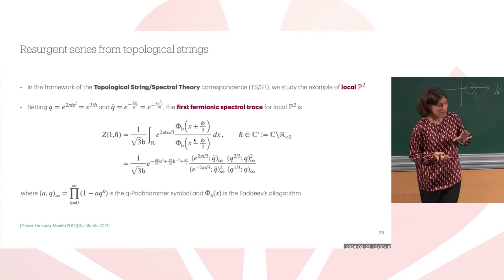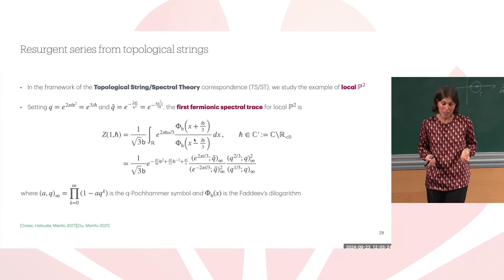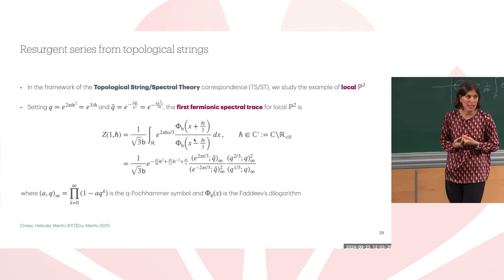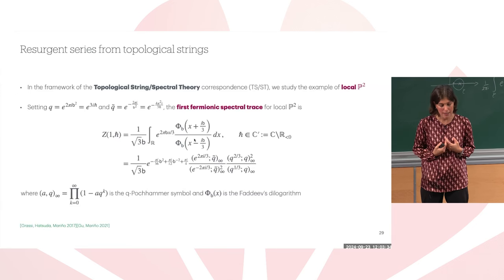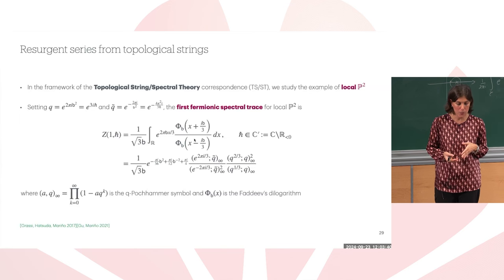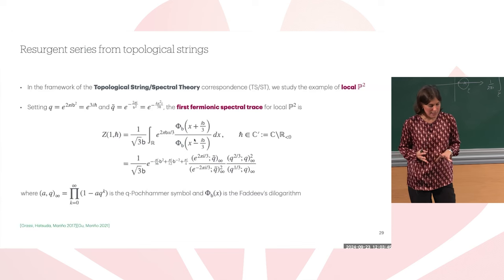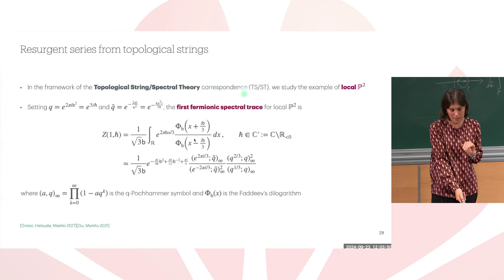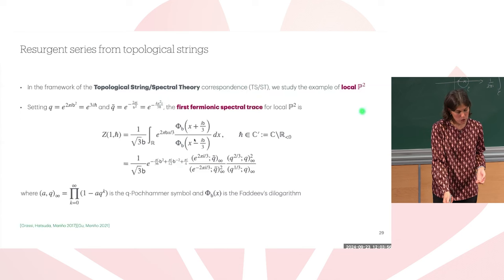Now here we go to a slightly different framework. So not differential equations and still asymptotic expansion, but we are in the context of topological string theory. So really in a physics setup, and in particular we are studying the so-called topological string spectral theory correspondence introduced by Grassi, Hatsuda and Mariño. Now, without entering into the detail, this type of correspondence, as you see, has two sides, and in particular we are looking at the spectral theory side. So we focus on an example which is called local P2.